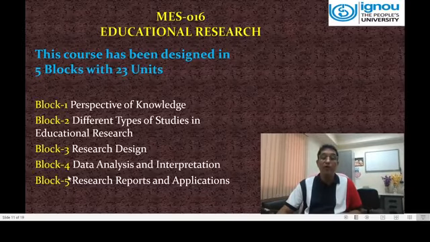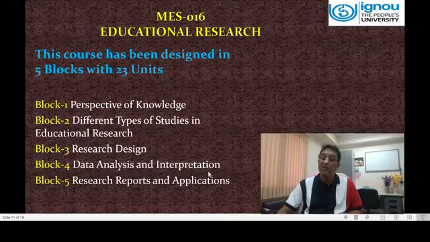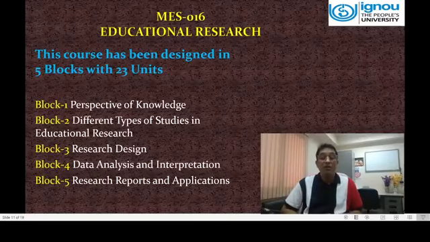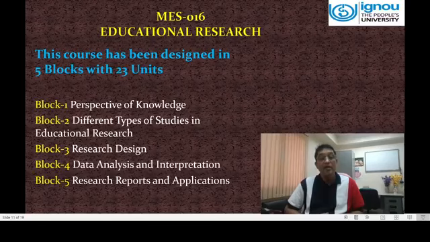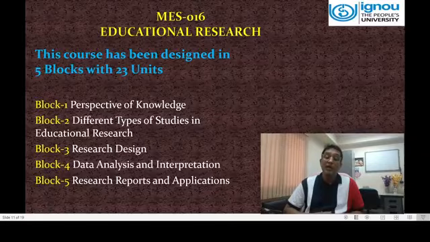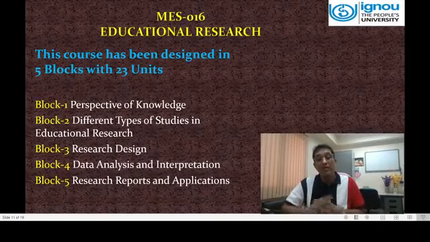And the title of block 4 is Data Analysis and Interpretation. For conducting your dissertation work, for conducting your educational research, how you will collect the data, okay, what techniques you have to use for collecting the data, and further how you have to analyze the data, what statistical techniques you have to use to analyze the data. So it may be a qualitative study or it may be a quantitative study.